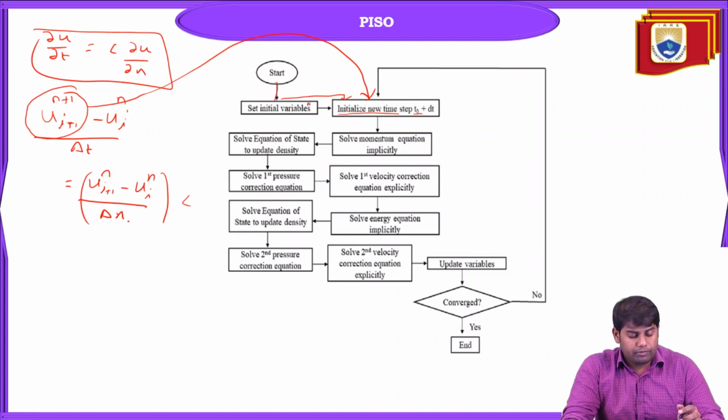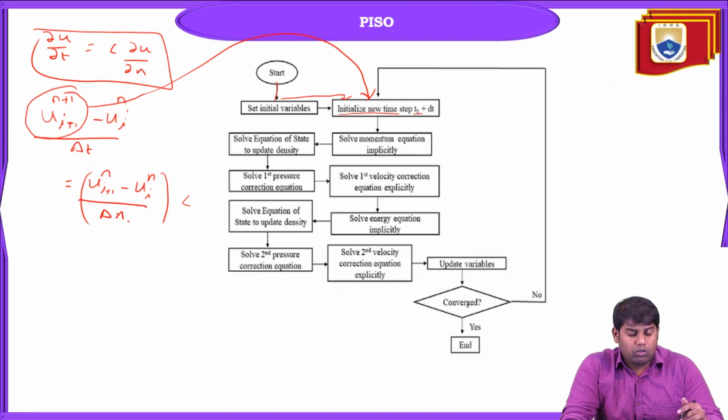After that we will solve the second pressure correction equation, then the second velocity correction equation explicitly. Here you can see that the velocity is calculated explicitly, two times. Whatever variables we get after the second correction, we will update and check the convergence criteria. If the convergence criteria is met, then we will stop. If not, again we go for the same step. The difference between the SIMPLE algorithm and this one is very different.